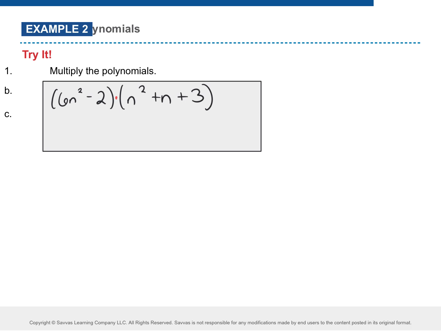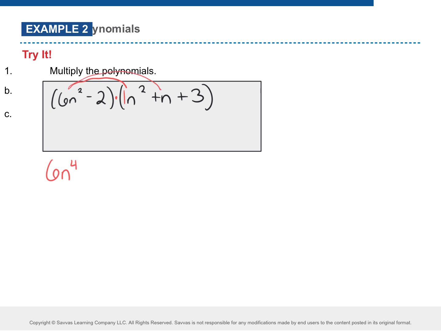So that means we're going to use, you think FOIL, or we use the distributive property, right? So I'm going to start with 6n squared. What do I take 6n squared times? n squared. First, what number is technically right there? 1. What's 6 times 1? 6. n squared times n squared is n to the 4th. What do I do next?